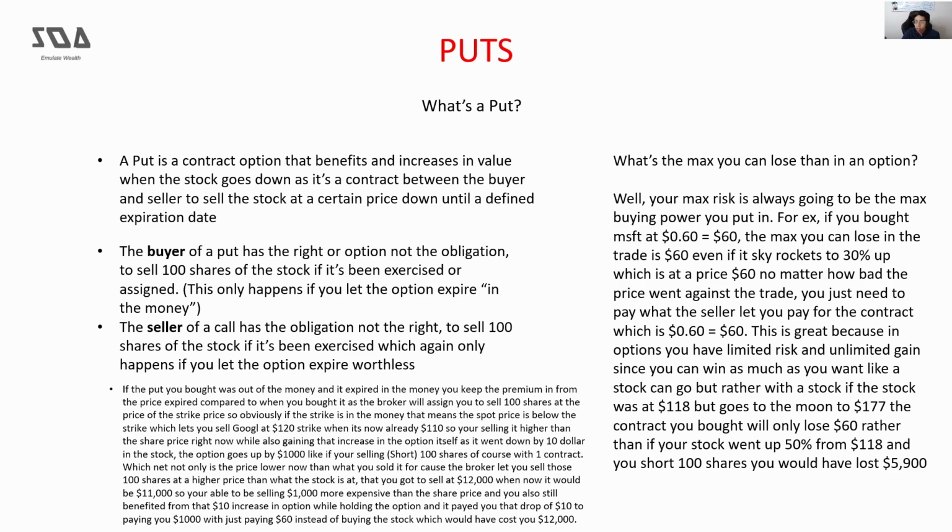Now, what's the max you can lose with put options? It's the exact same as call options. You lose based on the amount of premium you pay. That's all. I mean, if you buy Microsoft at $60, the max you can lose is $60. Even if the stock went up by 30%, went up to the moon, you would still lose $60 no matter what happens to the stock.